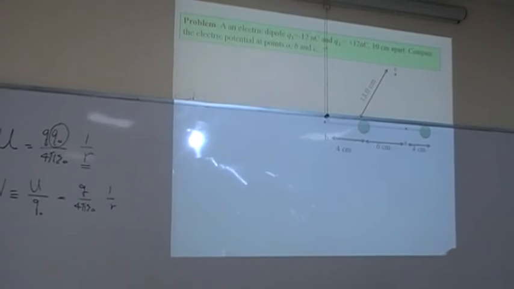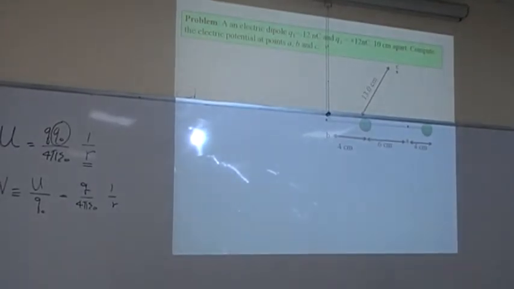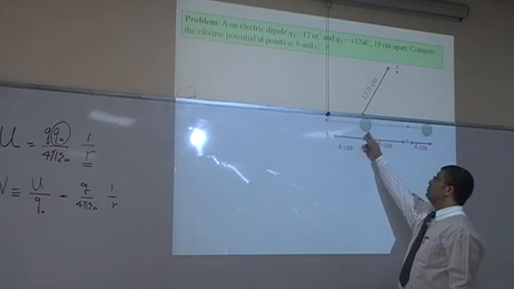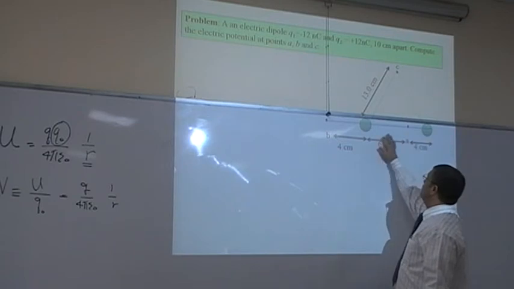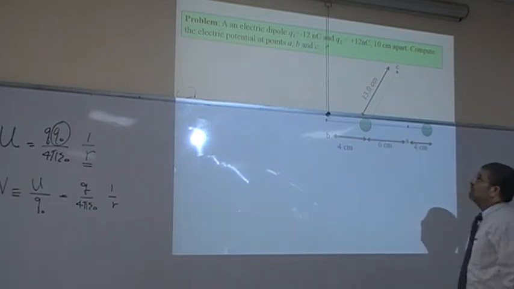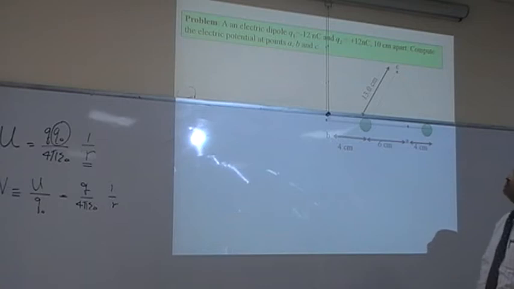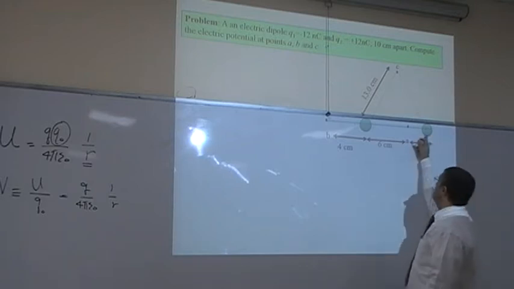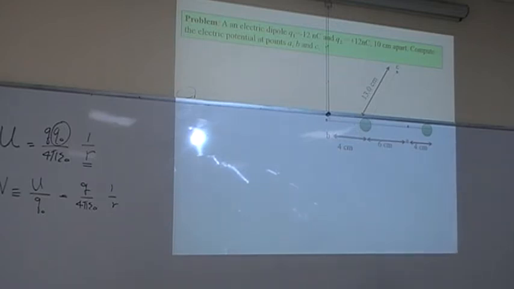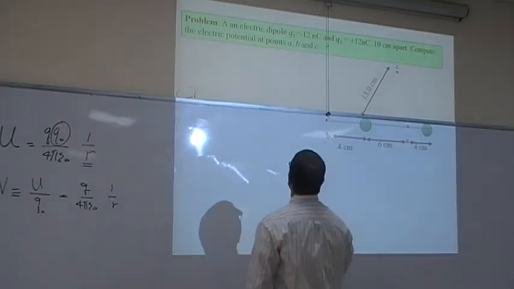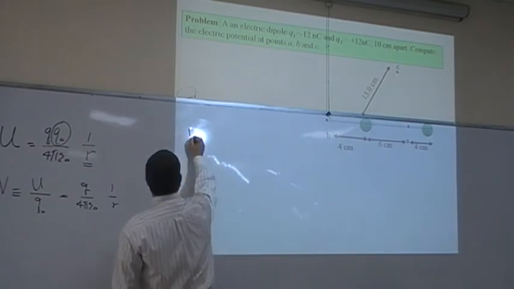This question says that an electric dipole, which we know what an electric dipole is, is two charges. They have the same magnitude but opposite signs, and they're separated by some distance. In this case, the magnitude of the charge of the dipole is 12 nanocoulombs. So that makes one of them negative and the other one positive. And they are 10 centimeters apart. And it wants you to calculate the electric potential, so V, at points A, B, and C. I'll do 2, and then I leave 1 for you to practice.